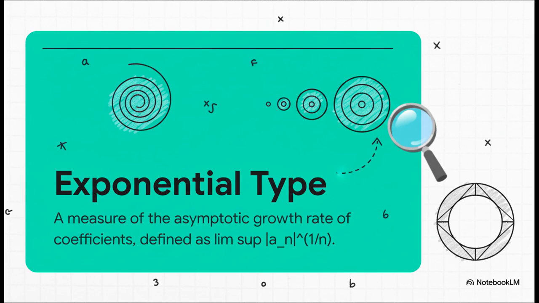It's really just a single number that tells you how fast those coefficients are growing. But here's the magic trick. If you take the reciprocal of that number, it gives you the radius of a disk. And inside that disk, our function is guaranteed to be totally well-behaved. It's analytic, no surprises, and absolutely no singularities.